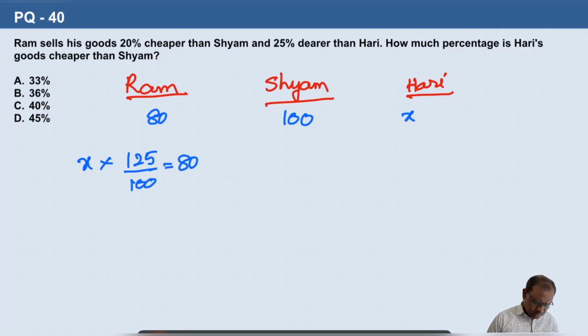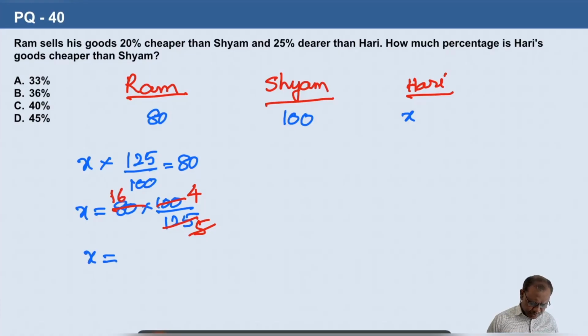Simplify. X is equals to 80 into 100 by 125. 25 fours, 25 fives. 5 ones, 5 16s. So X is equal to 16 into 4, 64. So Hari is 64. Hari is selling at 64.